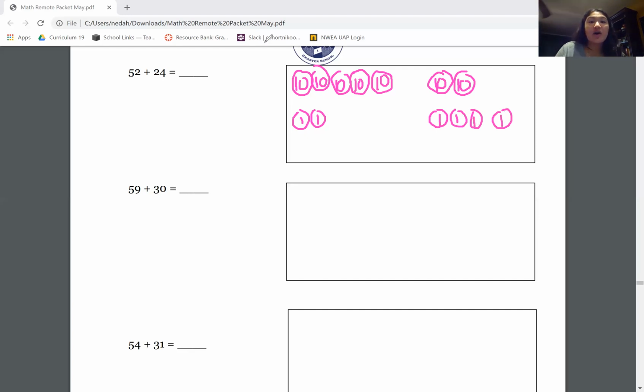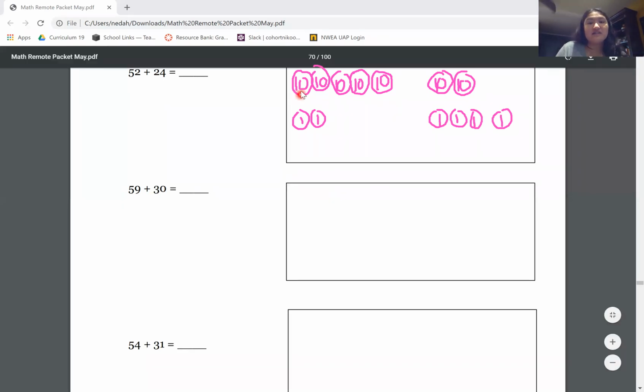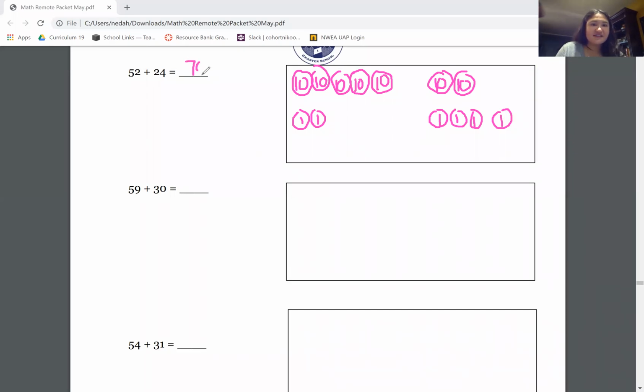Now we can add all these together. I'm going to start by counting my tens. So I'll count 10, 20, 30, 40, 50, 60, 70, 71, 72, 73, 74, 75, 76. Nice job. So our total is 76. Let's look at this next one.